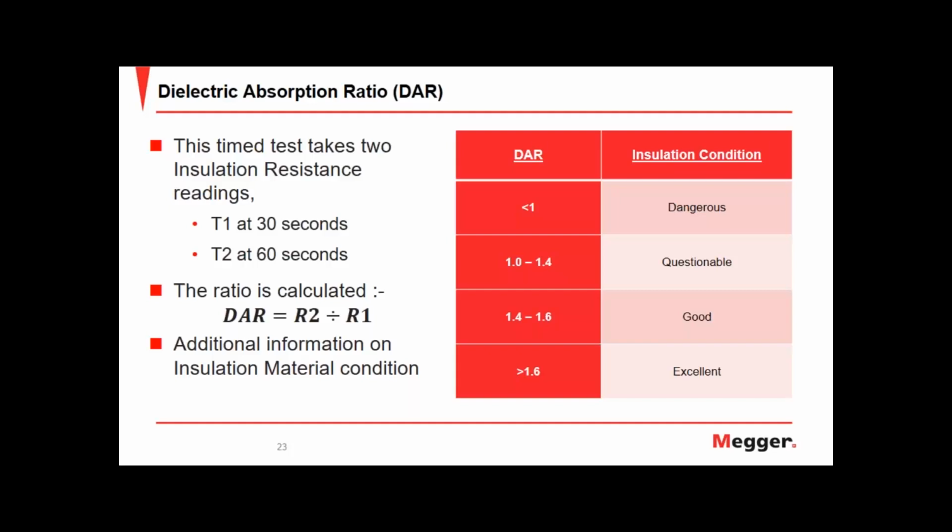But if it gets below about 1.4 down to 1, we could say, well, this is questionable. We need to look at other factors. Maybe we need to perform more tests. If it's below 1, we've got a dangerous asset that could fail at any moment.